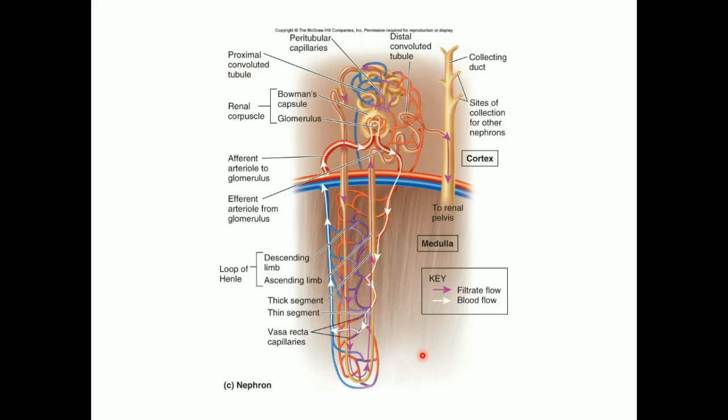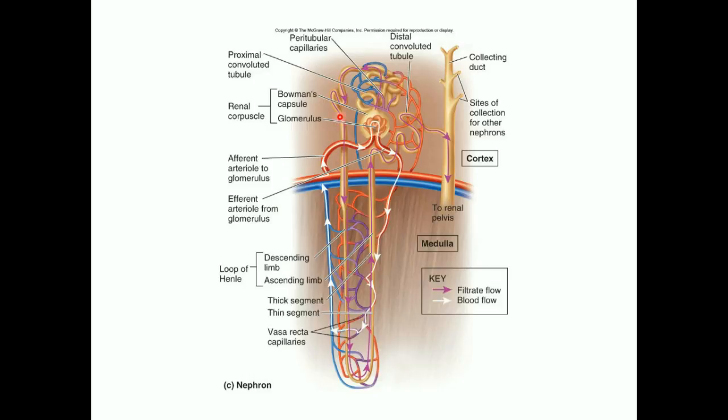So here we have a picture of a nephron. Here is the renal corpuscle, which consists of Bowman's capsule, which is this structure, part of the nephron. It also consists of the glomerulus, which is a small network of capillaries from whence the blood is going to be filtered. From here, the filtrate will go through a proximal convoluted tubule.